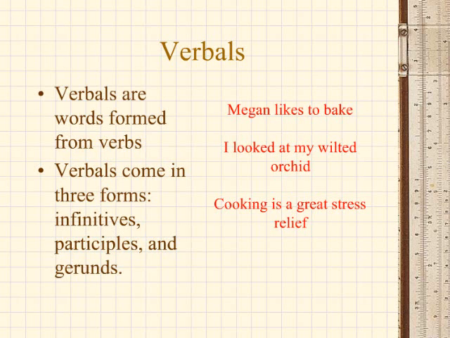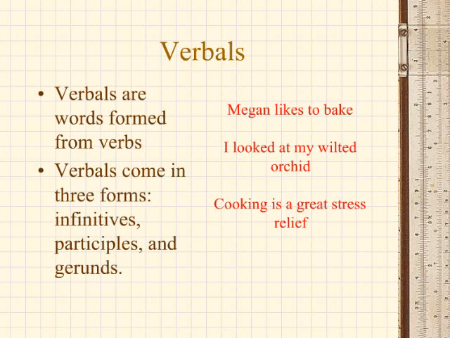A participle is a verb form used as an adjective. Regular past participles end in D or ED, and present participles end in ING. Let's look. I looked at my wilted orchid. Do you see how, although wilt is a verb, here it is used as an adjective to describe the orchid? Let's try another. Jennifer returned the borrowed book. Here, borrow, again a verb, is used as an adjective. How can we describe the book? The book was borrowed.